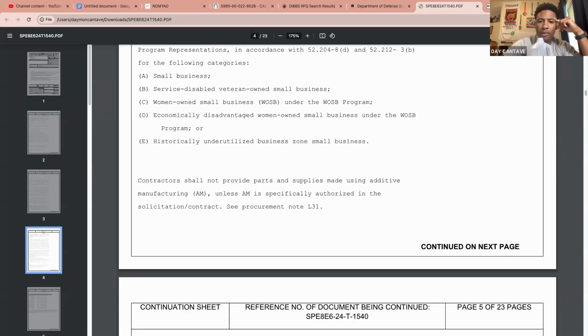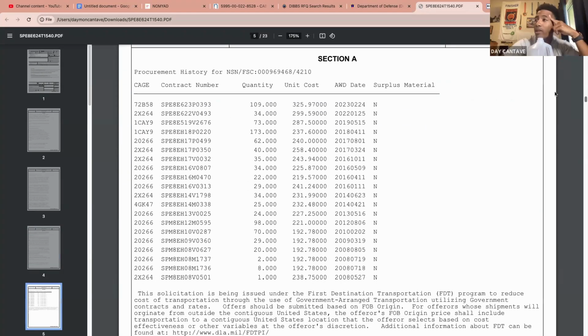Buy American versus Buy America, there are differences, just not sure how often you see one or the other. I'm not familiar with the Buy America Act. I know the Buy American Act, which is the Berry Amendment, and that's what I see the most.